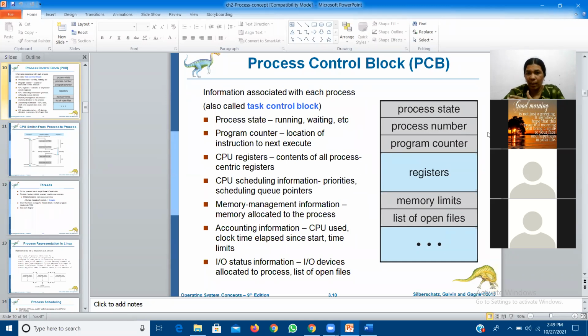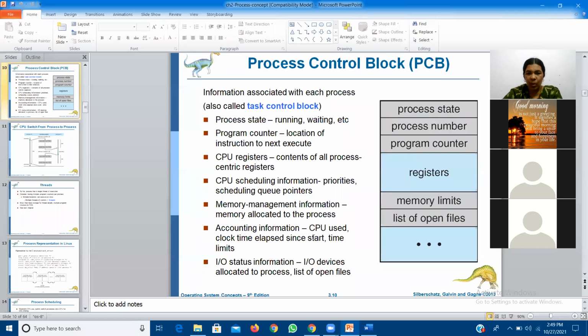If you assume this particular block as memory, and my process is residing over here, then this will be the start address of this process, and this will be the end address of that process. The process requires some memory, so that information should be maintained as a part of the PCB: memory management information, memory allocated to the process.